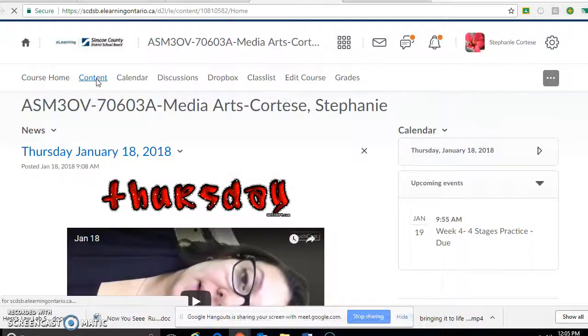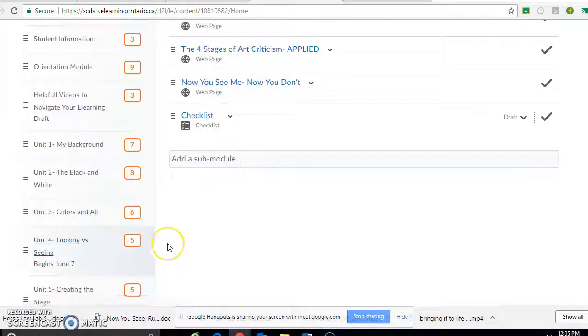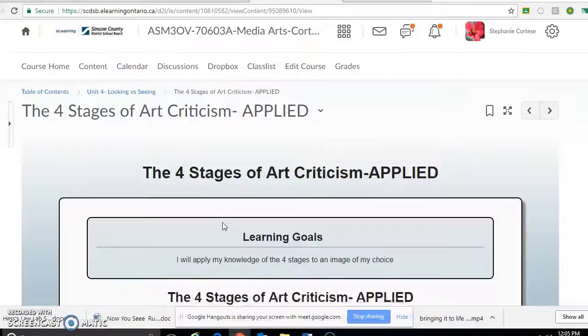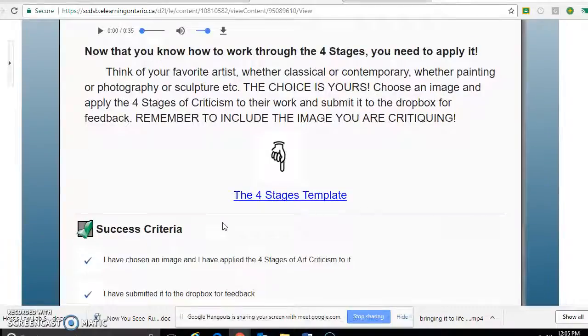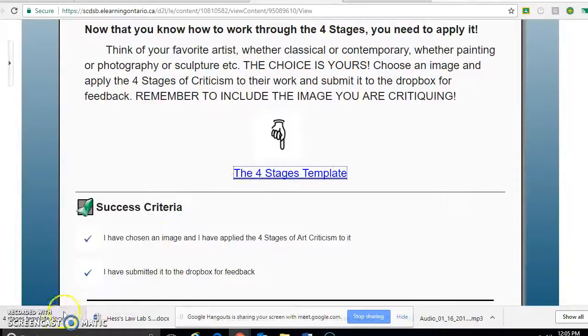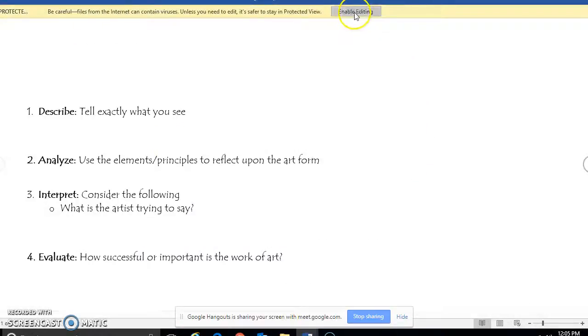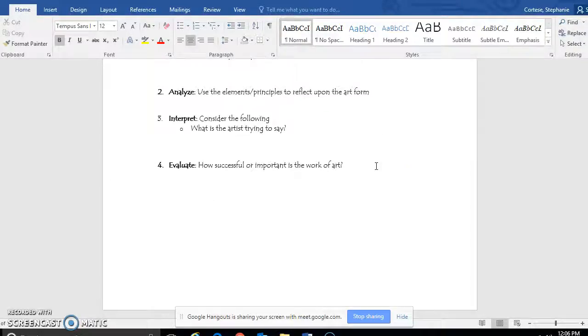Going into content, I'm going to go right down here to our Unit 4, Looking versus Seeing. There we go, four stages of art criticism. What you're going to notice for this particular unit is that you are going to submit one practice sheet. The intention is that I can give you some feedback, so when you do it again for your final copy, where it is graded, you have an idea and direction as to what I'm expecting, because there are very specific things you need to consider.